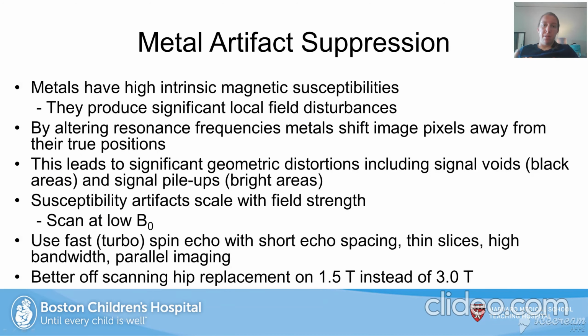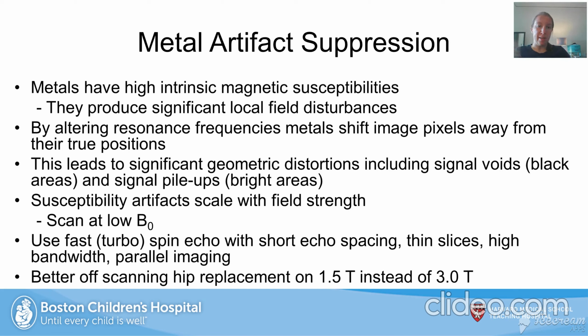Then there's metal artifact suppression. Metals have high intrinsic magnetic susceptibilities. They produce significant local field disturbances. We know that. By altering resonance frequencies, metals shift image voxels away from their true positions. And this leads to significant geometric distortions, including signal voids, like black areas, or signal pileups, those bright areas. So this is what we talked about, how metals affect the main magnetic field.